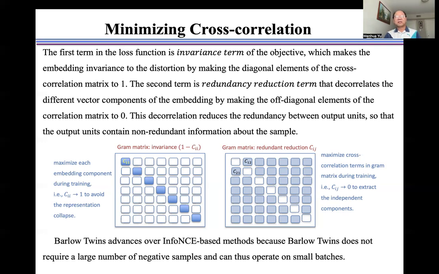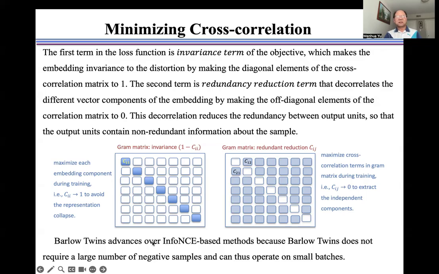This decorrelation reduces the redundancy between output units so that the output units contain non-redundant information about the sample, as shown here. For the diagonal elements, we make these diagonal elements C ii equal to 1. And these are the off-diagonal elements. We make these elements close to 0.